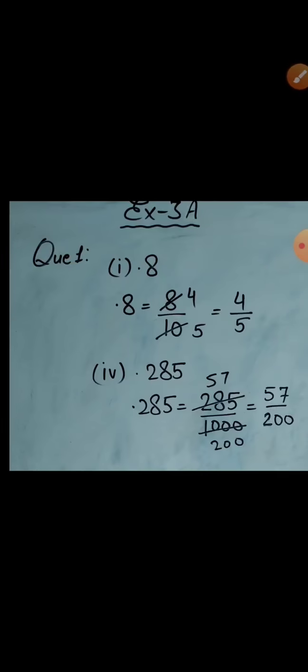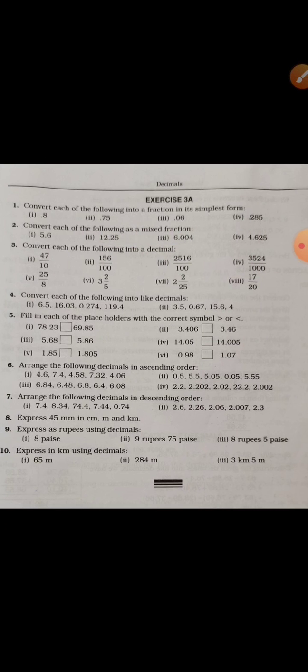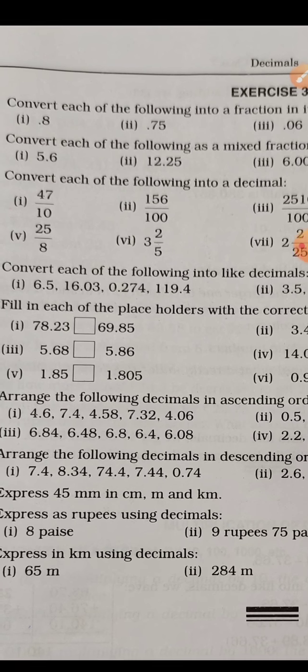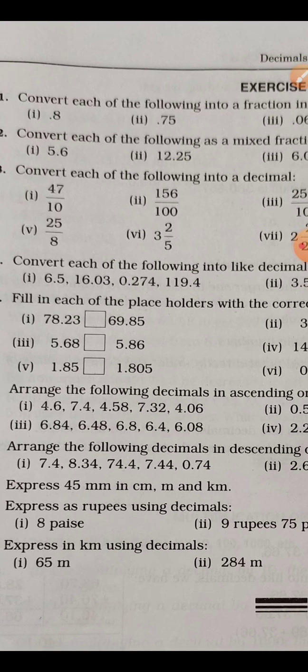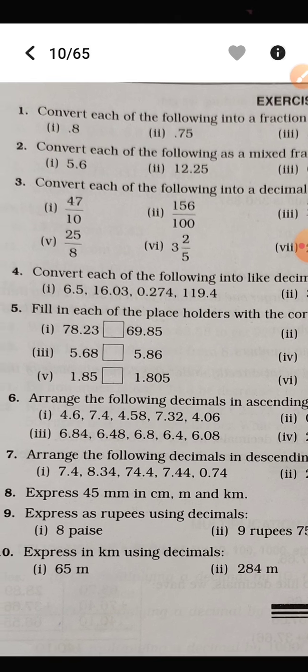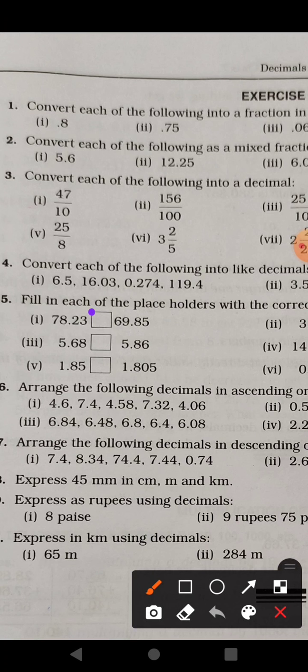Now come to question number 5. Fill in each of the placeholders with the correct symbols. So we need to compare which is greater, which is smaller. Okay, very nice. First we will compare the whole number part, that is 78 and 69. Which is greater? 78. So we will put this sign here.